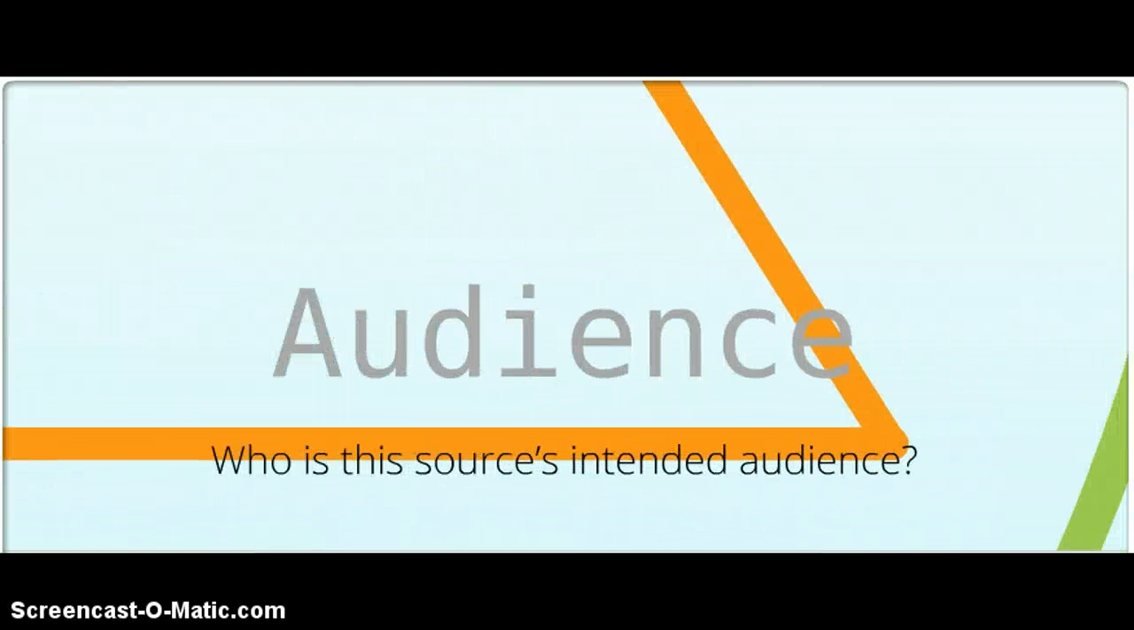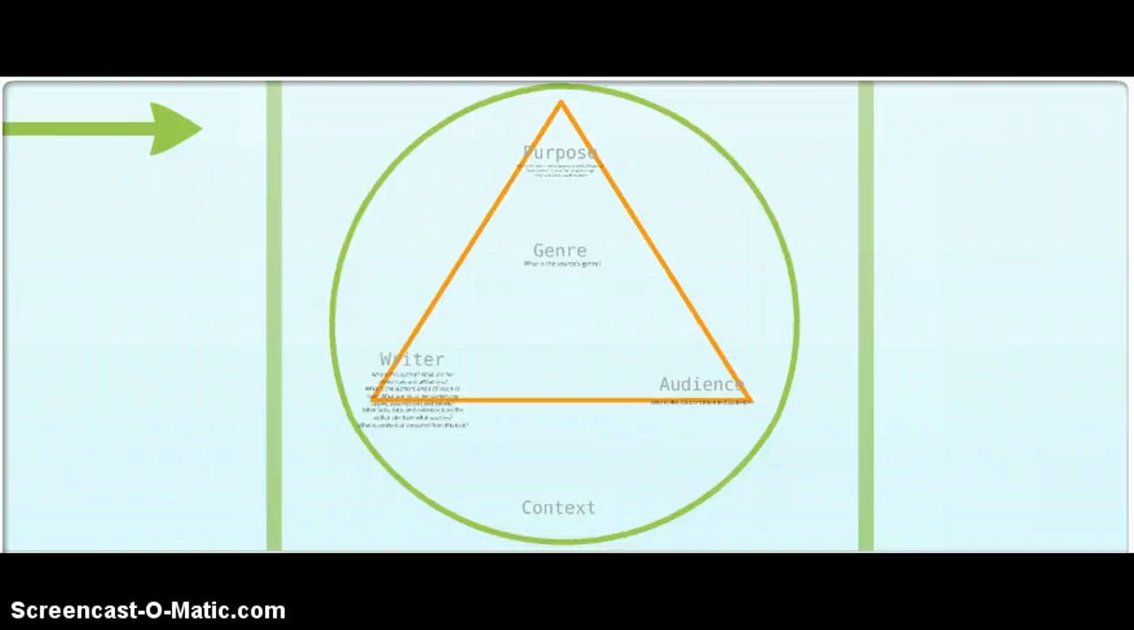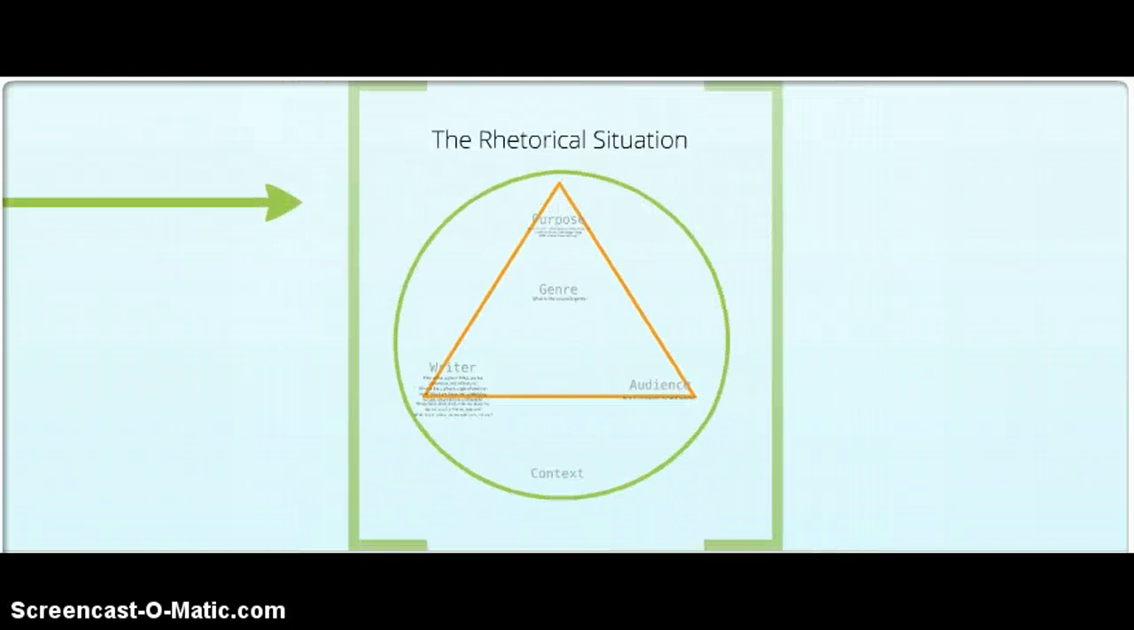When considering the audience of a particular source, always ask yourself, who is this source's intended audience and what are their beliefs and values? Also consider the source's genre form. These rhetorical concerns will help you understand how to best use your particular sources.